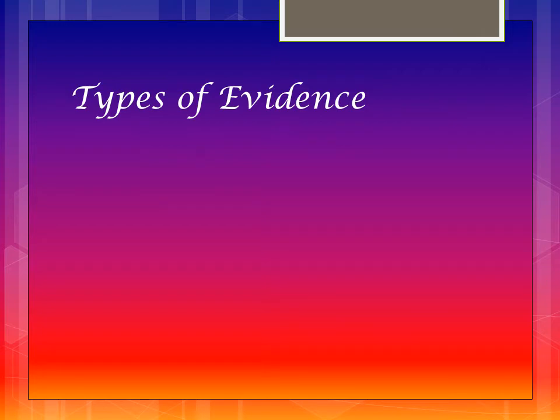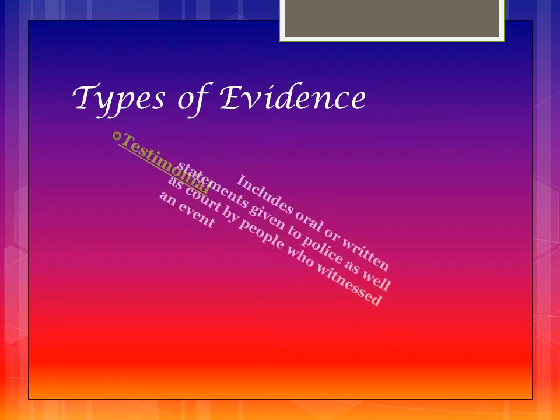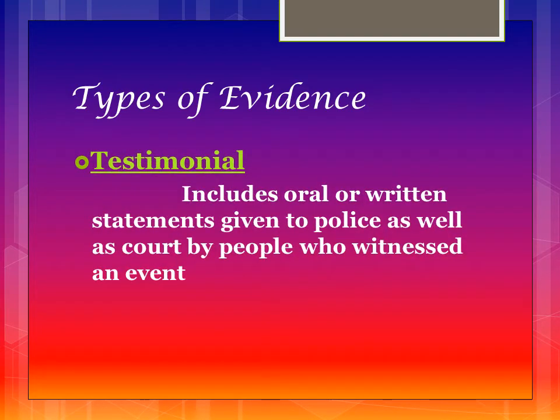Next is different types of evidence. First category of evidence is testimonial. This includes oral or written statements given to police as well as statements by people who witnessed an event.